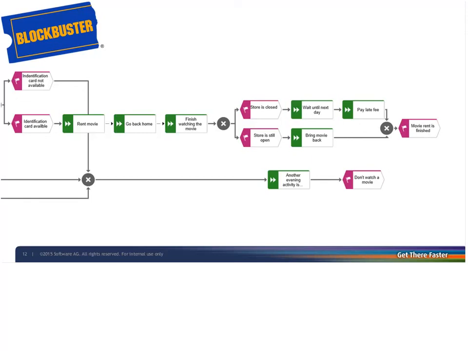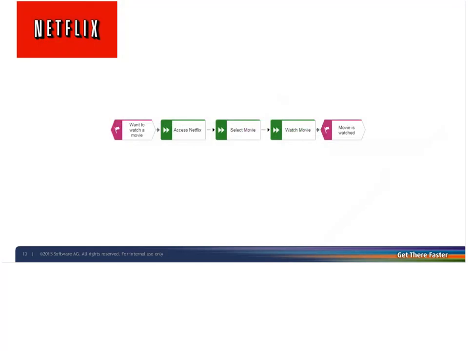So let's see what the process innovation looks like. The process innovation from Netflix. So Netflix turned that process into this process. You want to watch a movie, you access Netflix using your phone, your tablet, your TV, you select the movie, you watch it, and it's done. So that is a true process innovation based on the digital transformation. And that is the reason why Blockbuster ran out of business and why Netflix is dominating the market.